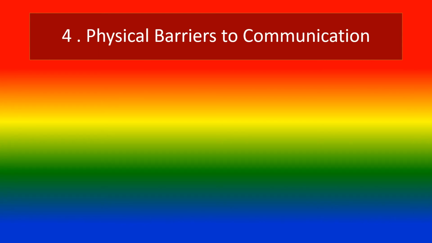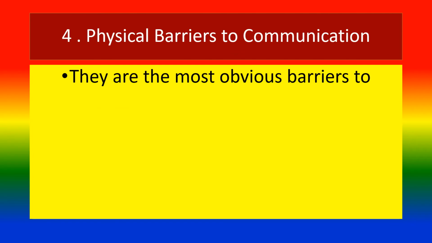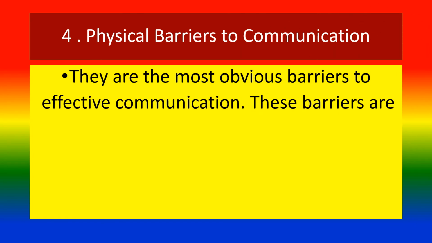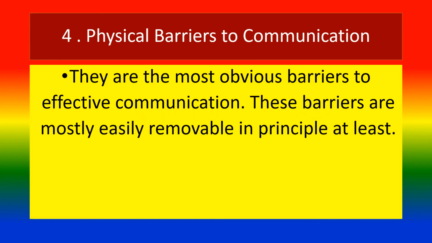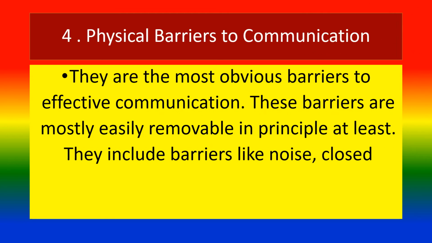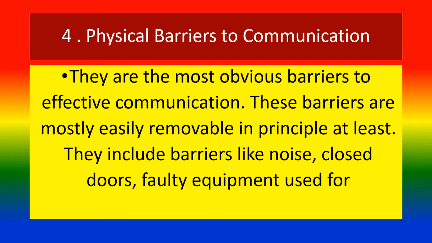Four, physical barriers. They are the most obvious barrier to effective communication. The barriers are mostly easily removable, in principle at least. They include barriers like noise, closed doors, and faulty equipment used for communication.